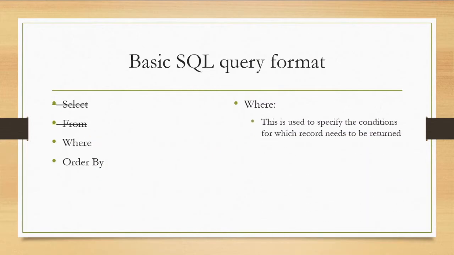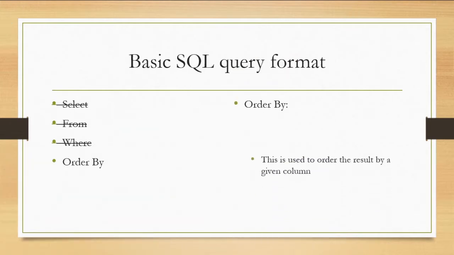WHERE. This is used to specify the conditions for which the record needs to be returned. For string columns, remember to place double quotation marks around the condition that it needs to be tested with.